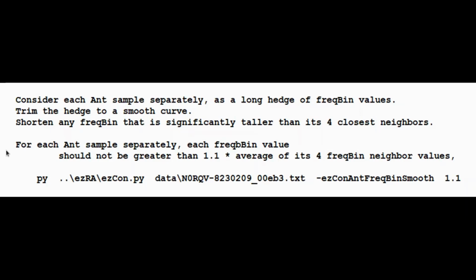For each antenna sample separately, each frequency bin value should not be greater than 1.1, there's that value, times the average of its 4 frequency bin neighbor values. Okay, a bunch of math, but let the computer do its work. We want to say Python, we run ezCon, we run the data file, however it's spelled. Here's the argument keyword, and we're going to put in a value of 1.1.